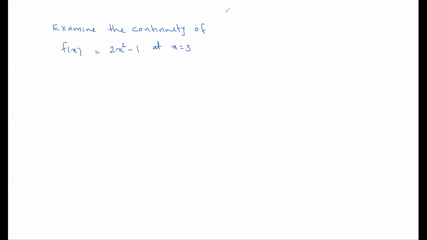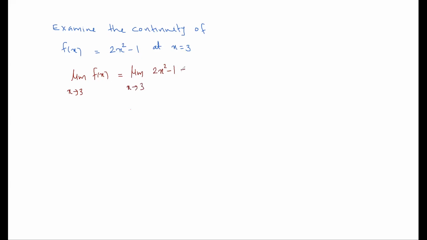But theoretically, if you want to prove, we have to prove that the limit exists. So limit of f of x as x approaches 3. There is no need to find the left hand limit and right hand limit separately, because when you are approaching 3 from the left side or from the right side, this function is the same. So it is equal to the limit of 2x square minus 1 as x approaches 3.